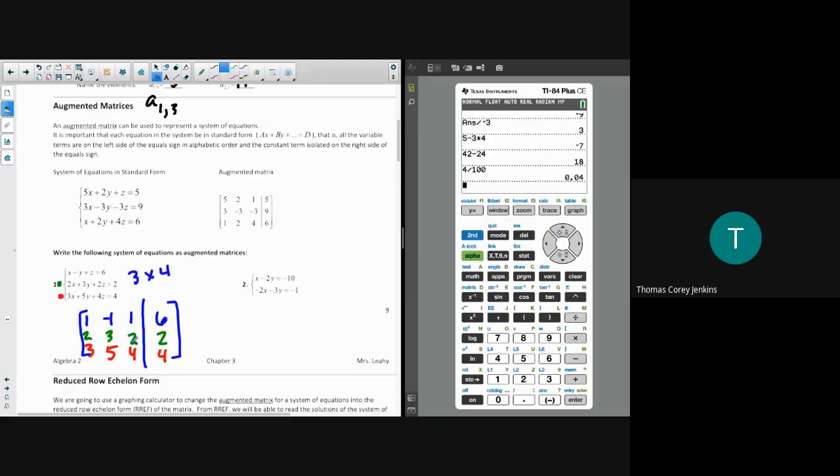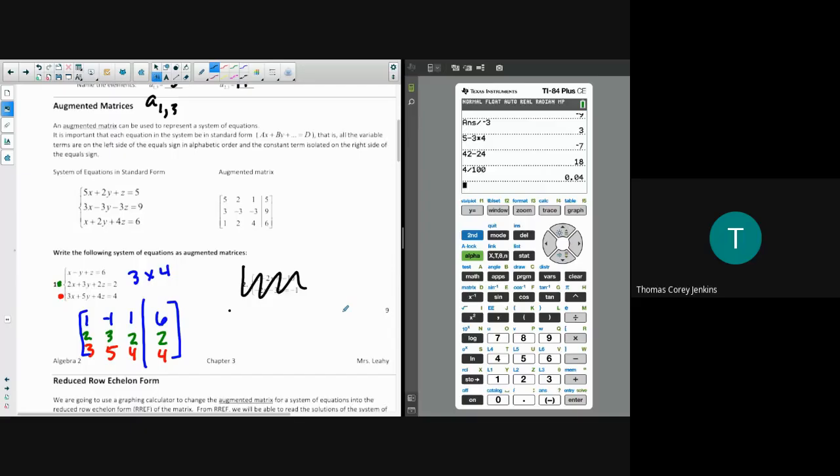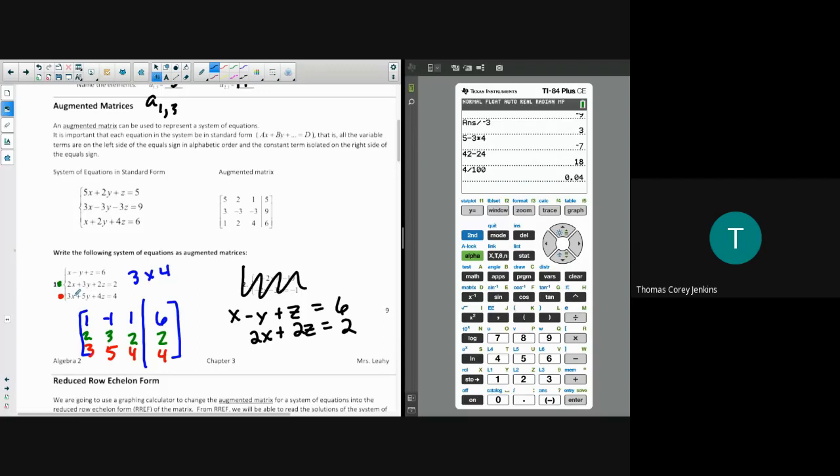Here's what you'll have to look out for. You can see number 2 on the filled out notes, but here's what you've got to look out for. Okay, so let's say it's something like, I'm just going to make up a system here. Don't worry about solving it or anything, but let's just take this one and change a few things. So let's say it were x minus y plus z equals 6. And then the next one was, let's say 2x plus 2z equals 2. And then the last one, I'm going to eliminate one of those. Let's just say it was 5y plus 4z equals 4.